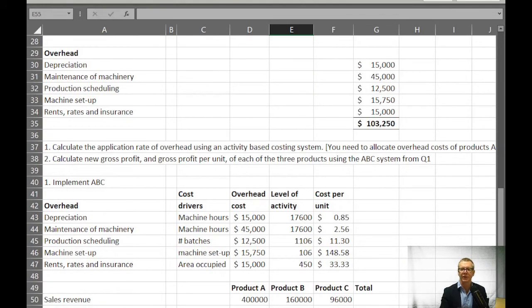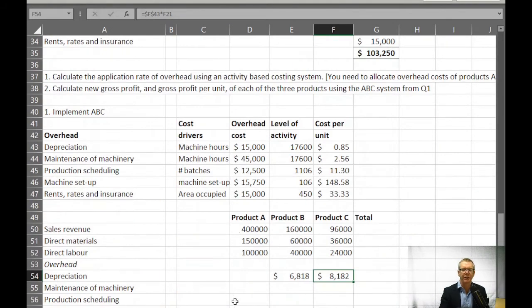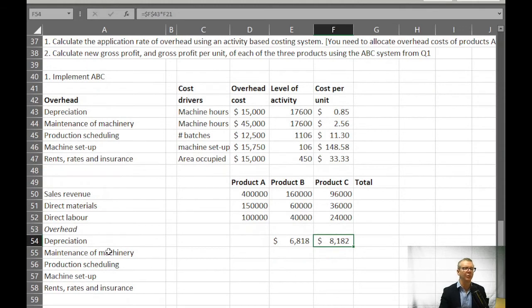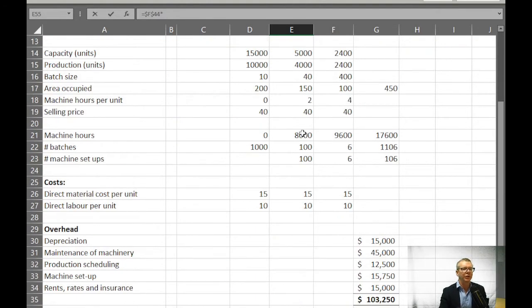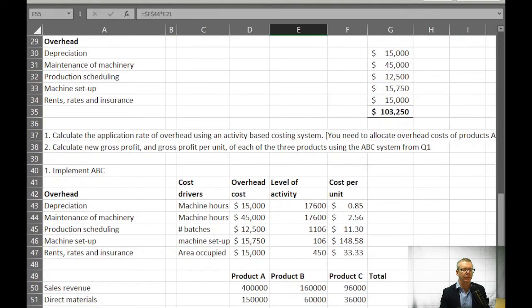So 6,818. And I probably don't need all of those decimal places. I'll then do the same thing for product C, where I've got the 85 cents multiplied by the number of hours, the 9,600 hours, that gives us 8,182. So depreciation, maintenance of machine. The maintenance of machine is the $2.56. And again, I'll hard code that so I can copy the cell across. $2.56 by the number of machine hours. And again, 8,000 for product B. Get rid of those decimal places.